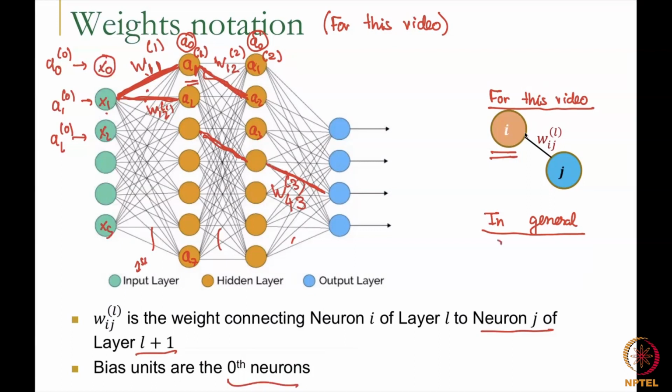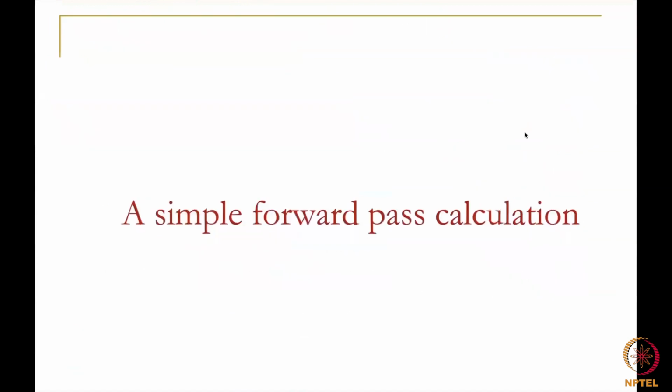However, in general, this is unfortunately called Wjil. That is, the order is flipped. But for this video, we will stick with this. The i represents the from neuron and j represents the to neuron. Now, why we use this will become clearer as we go on to back propagation, because it makes matrix computations a little bit easy. So that's the reason it's used that way. But some books might flip the notation. I'm just telling you what we are doing in this video.